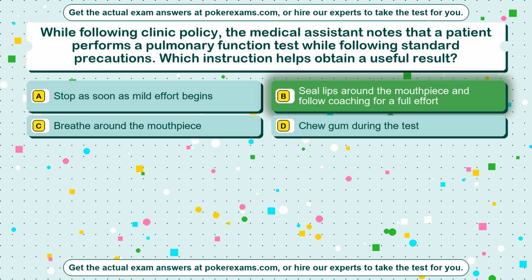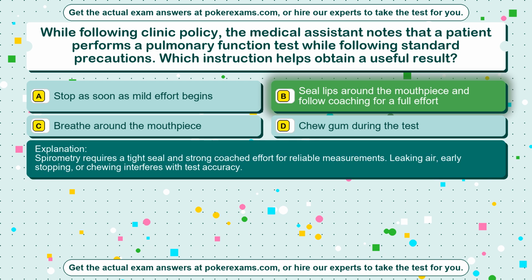The correct answer is option B. Seal lips around the mouthpiece and follow coaching for a full effort. Spirometry requires a tight seal and strong coached effort for reliable measurements. Leaking air, early stopping, or chewing interferes with test accuracy.